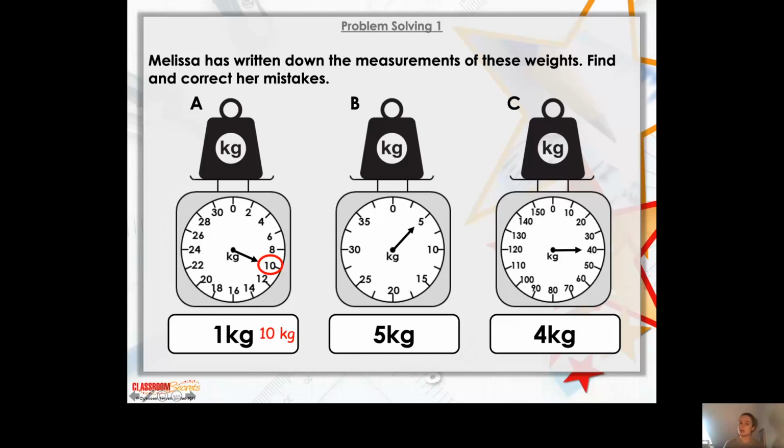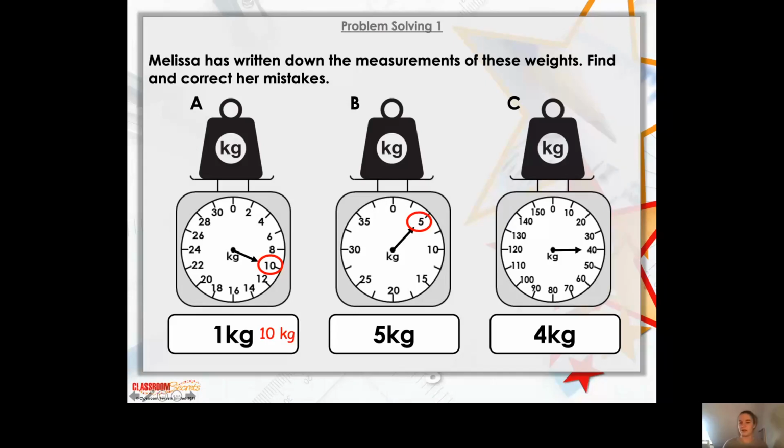So what I'd like you to do is pause the video and have a look at B and C. Can you find any mistakes that Melissa has made? Okay, so let's have a look at B together. Well, Melissa says that B weighs 5 kilograms. So let's have a look where the arrow is pointing. Well, we can see that the arrow is pointing to the 5. So therefore, yes, Melissa is correct for B. This weighs 5 kilograms. Okay, so she's got that one correct.